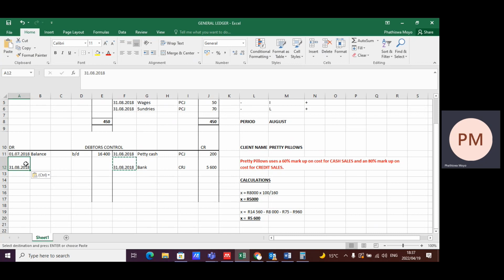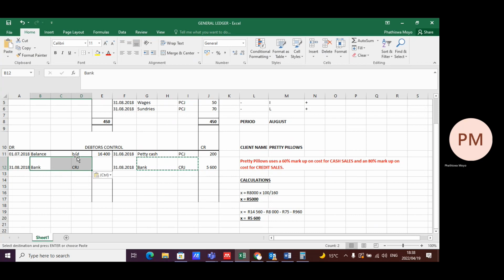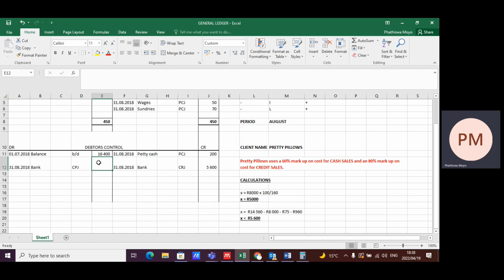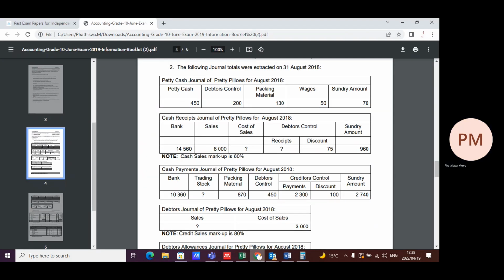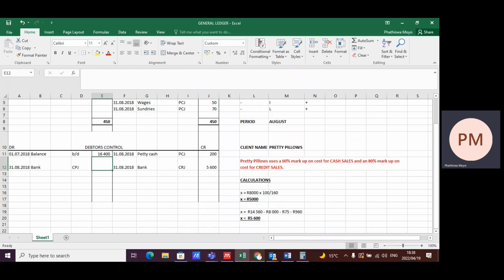So as much as we would have recorded internally that so and so has paid us, they have not paid us. So the liability we would have reduced, now we need to increase it. Do we need to bring it back to the book? So we'll say bank. CPJ, the amount was 450.